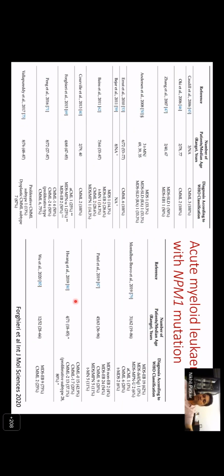So this is an excellent review. I would urge all of you to take a look at it. It is a big review of all series so far of patients who had NPM1 mutations who were non-acute leukemias, or had less than 20% blasts. And you can see most of these patients presented as excess blasts or as chronic myelomonocytic leukemias.